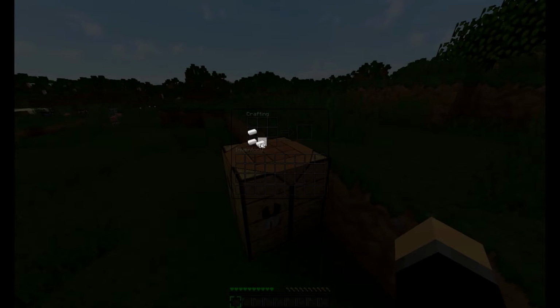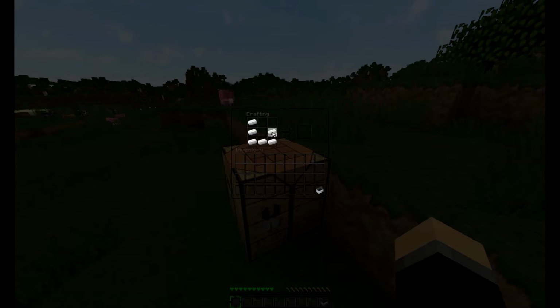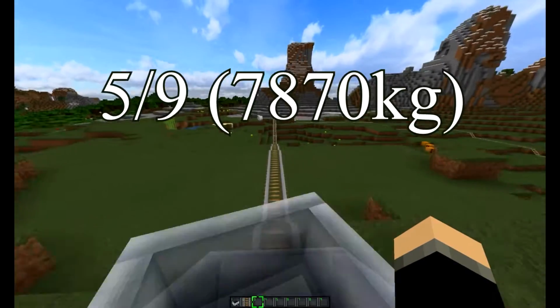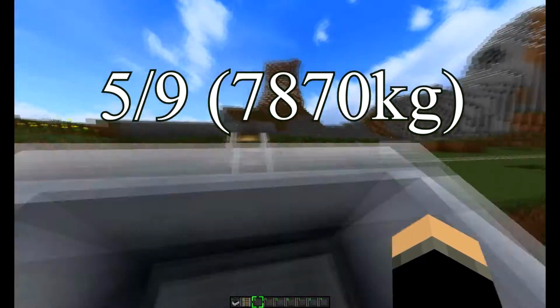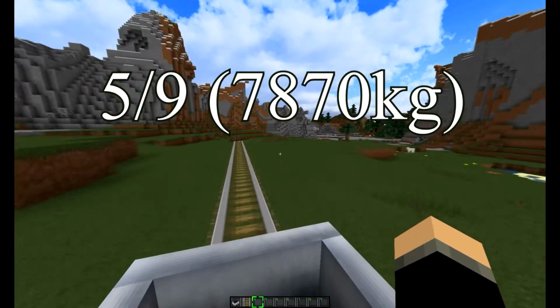In Minecraft, a minecart is crafted from 5 iron ingots, and we know that 9 iron ingots will make an iron block that is exactly 1 meter cubed. Knowing this information, we can calculate the mass of a Minecraft minecart by using the mass of a 1 meter cubed iron block and finding the mass in 5/9 of that iron block.